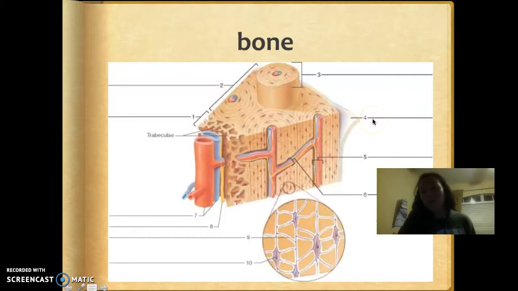Number four is periosteum. I'll write that out for you guys tomorrow, but it's on the outside of your bone, and you can peel it off. Seven is your artery and vein, eight is your nerve, and one was your spongy bone. And tomorrow in class, I'll write all these on the board.